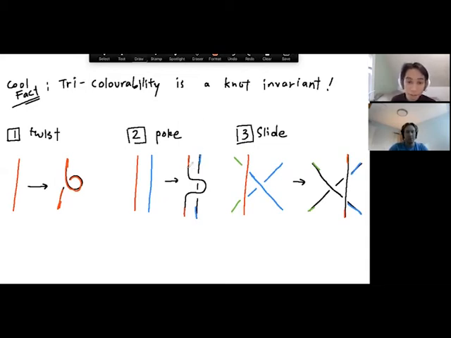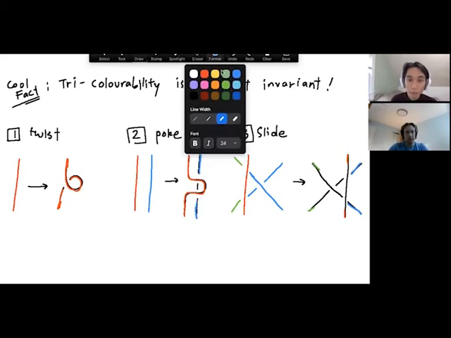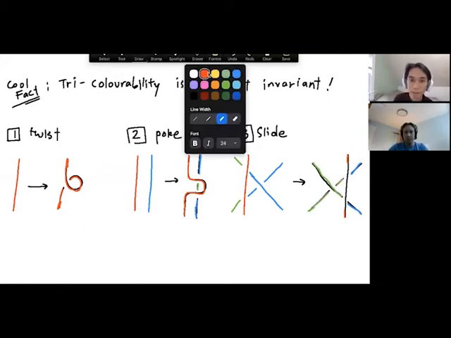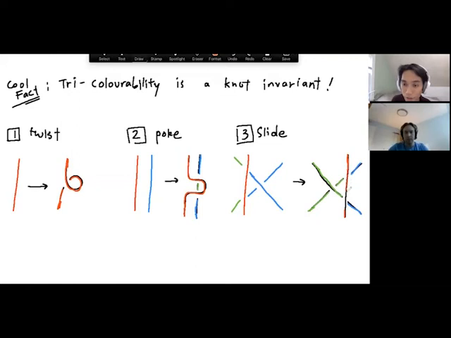For the second one, the poke, keeping the rest of the knot the same color, I could do red over here, blue, but make one small change, and that is to make the middle green. And we have still a tricolorable local region even after applying a poke. For a slide, let me color this in. I just want to show that the local regions, when you apply Reidemeister moves, maintain the tricolorability. And so we can see that over here.